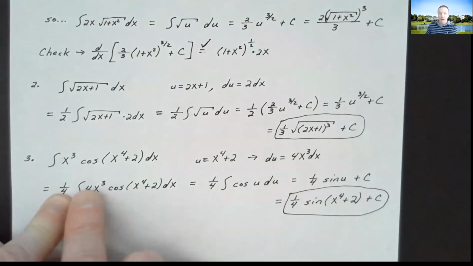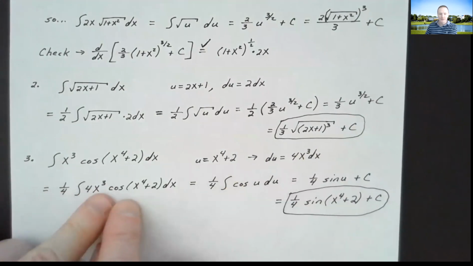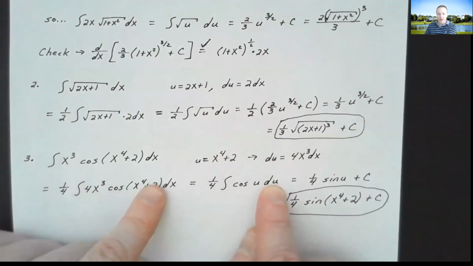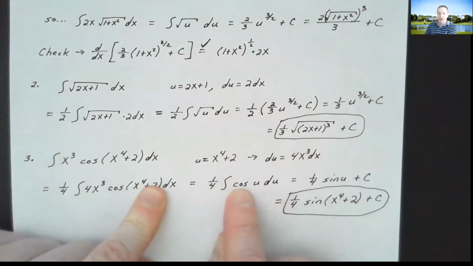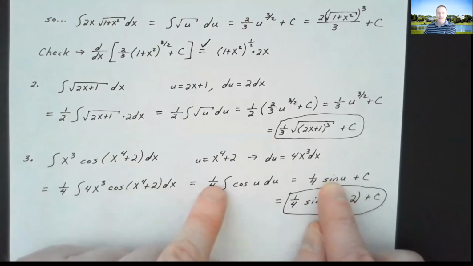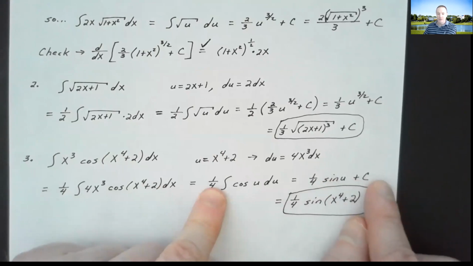Now, from this step to this step, I see that the 4x cubed dx is going to become the du. The cosine of the angle becomes the cosine of u. For the integral of the cosine, I know since the derivative of sine is cosine, the integral of cosine takes me backwards to sine. I still have my 1/4 multiplying it, plus the constant of integration.